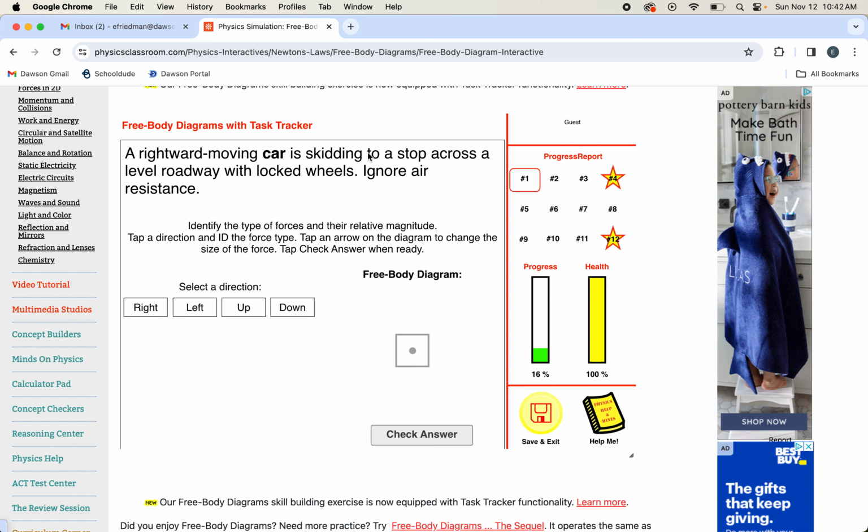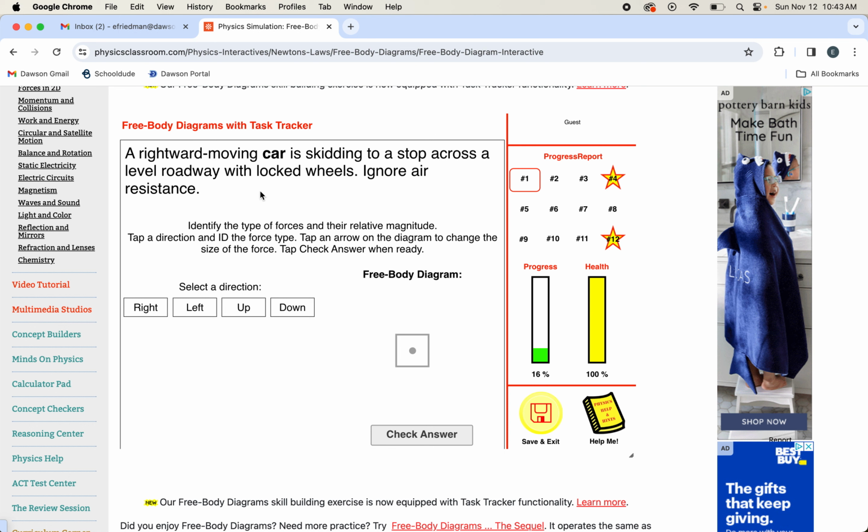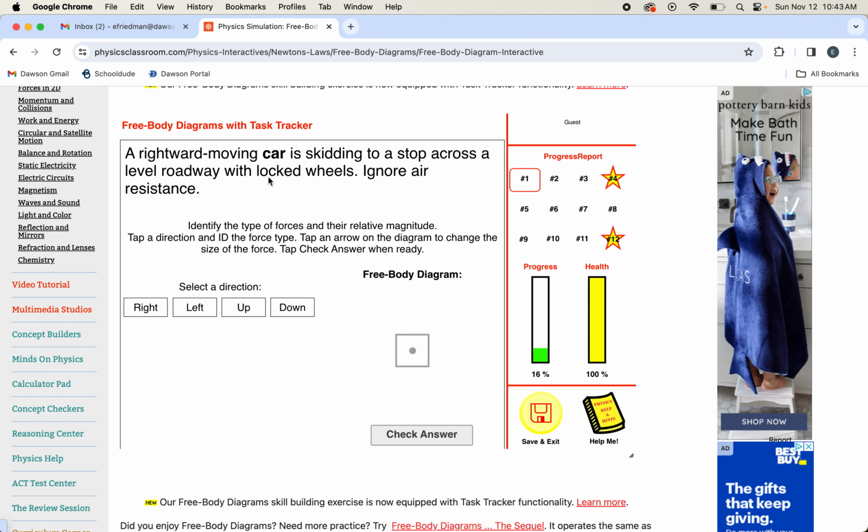So if it's skidding to a stop across a level roadway, that means it's moving to the right, but there's a force pushing it to the left, right? A net force pushing it to the left. How do I know it's to the left? Because it's slowing down. Its acceleration is in the leftward direction. So it's moving to the right. Velocity is in the right direction, but acceleration is in the left direction. So we have to make sure we have a net force in the left direction.